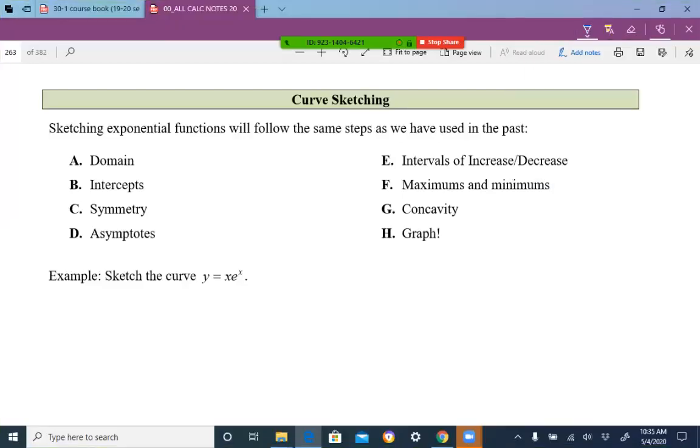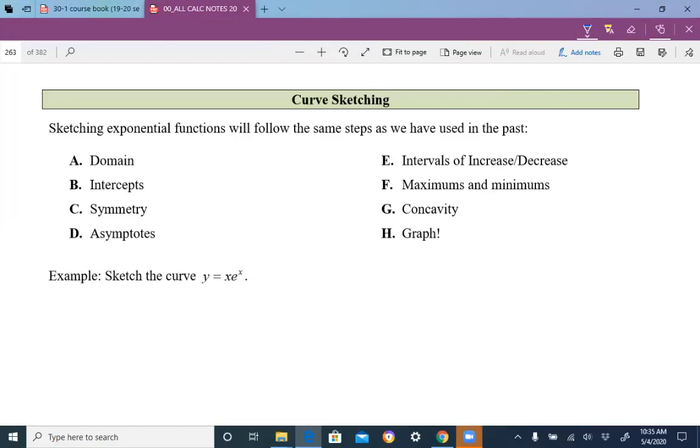All right, welcome back. We're going to go through our next section here. This is called curve sketching. So we're going to put together the differentiation that we've done with exponents and logs in this section, and we're going to combine that with everything that we've already learned about curve sketching in previous sections.